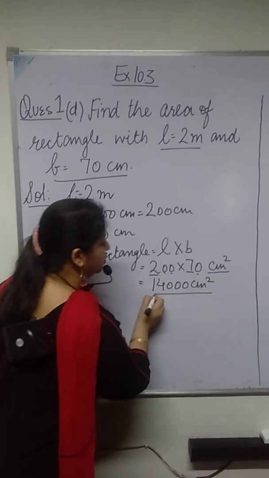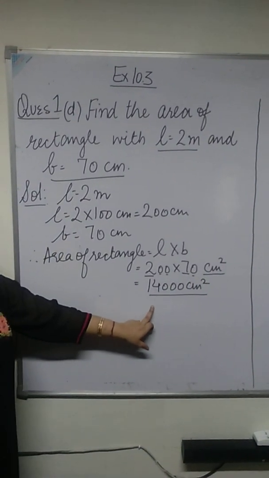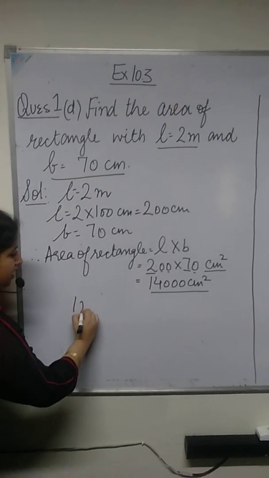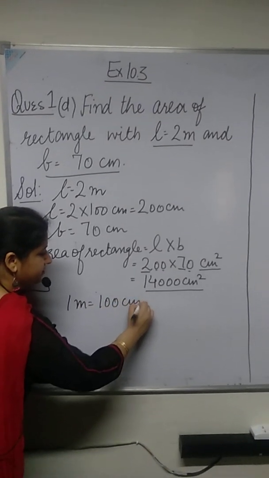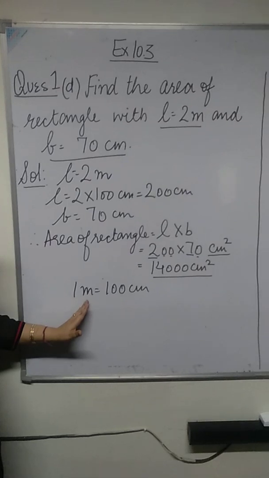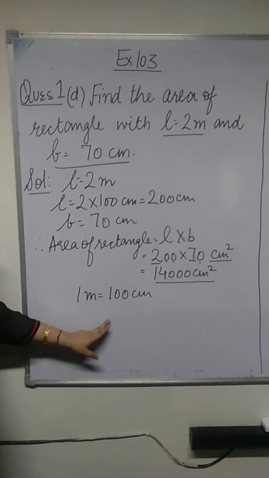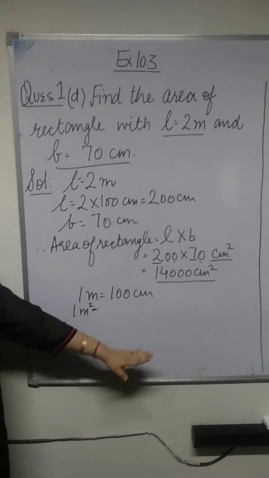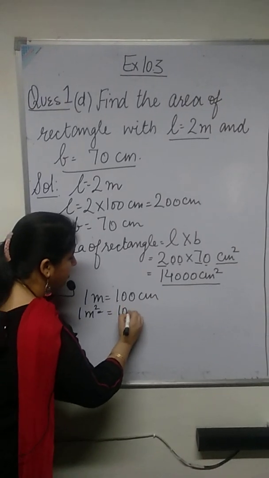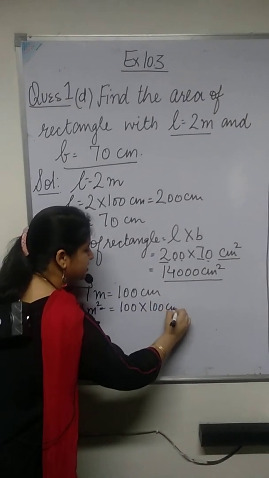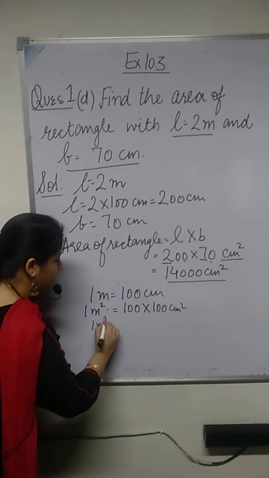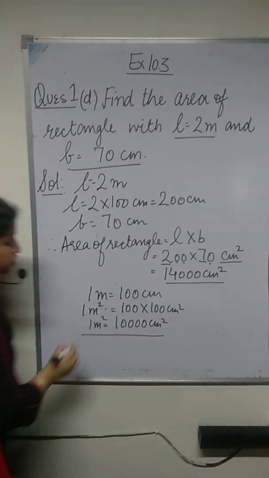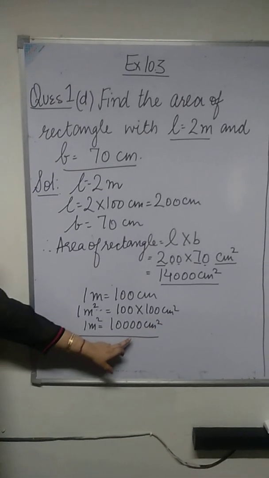Now children, you can convert these units centimeter squares into meter squares. I'll tell you the method how. We are familiar with 1 meter is equal to 100 centimeters. Now we have double of its units. We are going to multiply again with meters. So if we have to find 1 meter square, it will be 100 into 100 centimeter square. So 1 meter square is equal to 1 with how many zeros? 4 zeros. So here is a relationship between meter square and centimeter square.